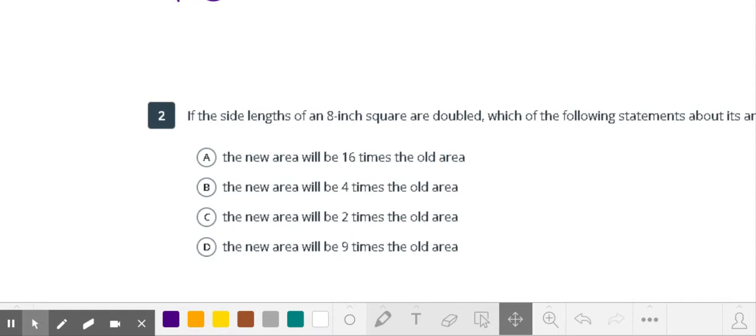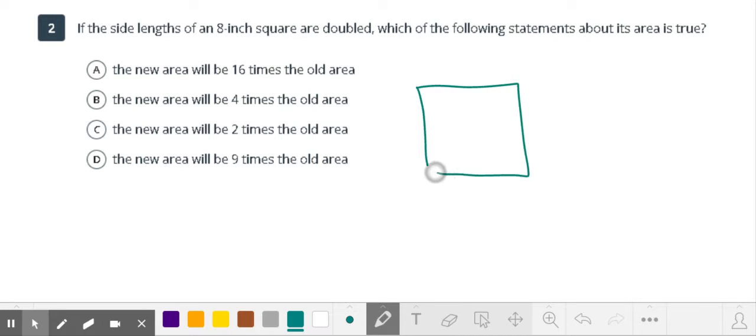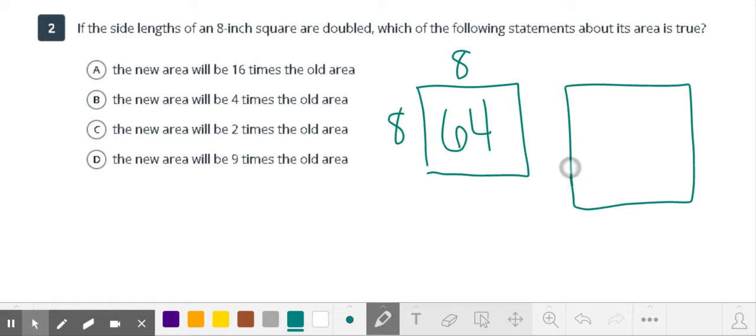Number 2. If the sides of an 8-inch square are doubled, which of the following statements about its area is true? Okay, so let's look at a square that's got sides 8 and 8. The area is 64, because to find the area, you do length times width. So now I'm going to double those sides. So it would be 16 and 16. And 16 times 16 is 256.